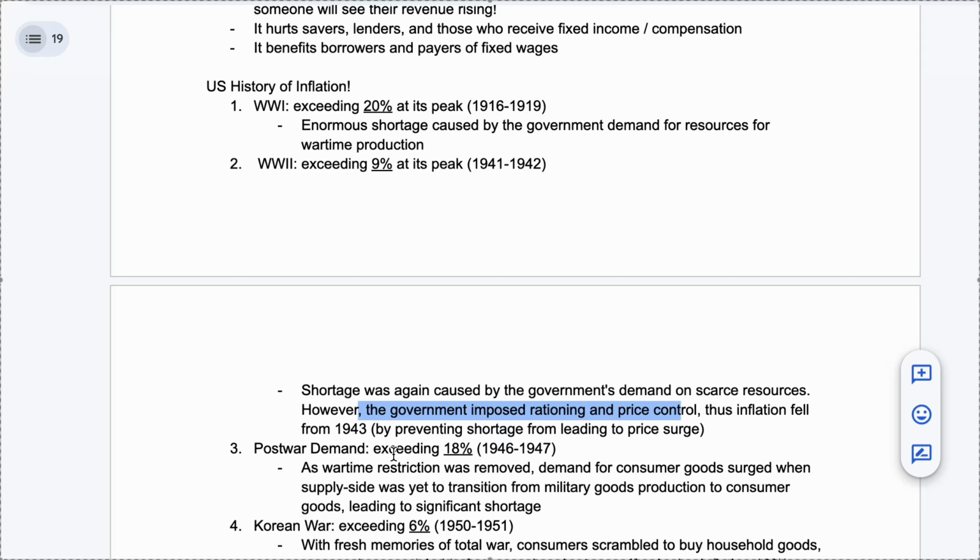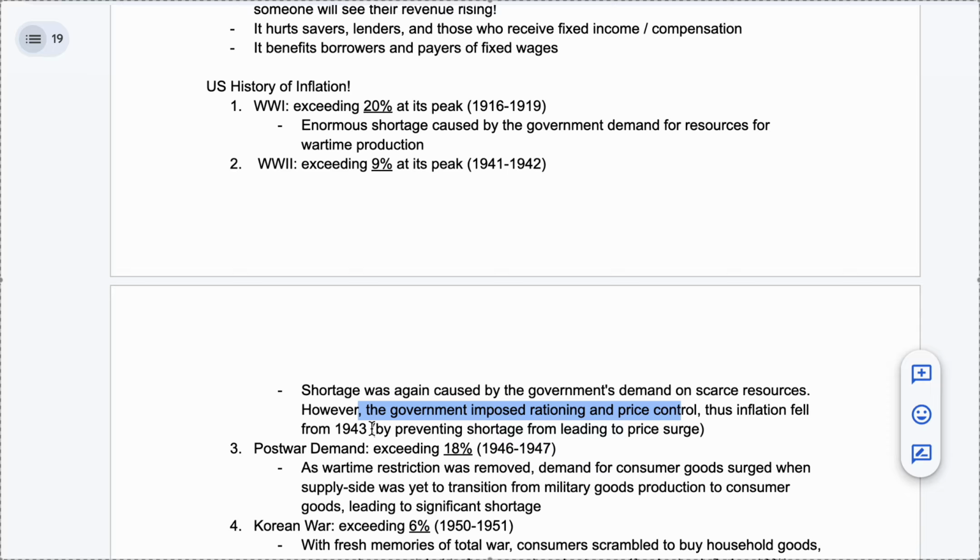Inflation fell from 1943, right? And such government intervention prevented shortage from leading to price surge. So there was shortage, okay? People had money and were willing and able to buy a lot of consumer goods, but they were not allowed to because of rationing. So there was shortage, but that didn't lead to the price surge because of the price control, and also rationing kind of forced households to only buy a certain amount of goods, right? And they can't buy cars or refrigerators or a lot of luxury stuff at this time. They couldn't travel, things like that. So that was the reality.